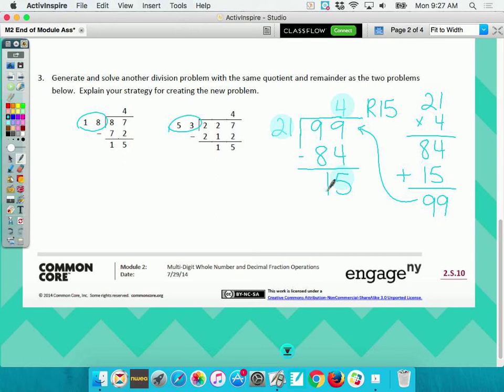Okay. So you're going to pick a number larger than the remainder. Okay, your number has to be larger than the remainder. What number? The divisor.